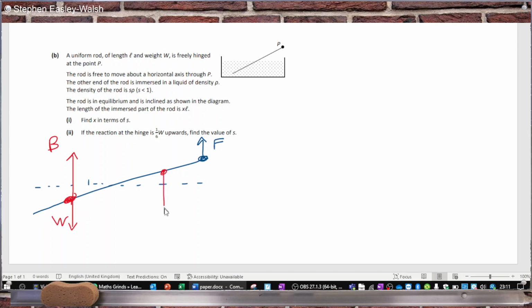And then the weight here, actually that weight, X submerged, is it? X, yeah, so X here, 1 minus X here. Also, the buoyancy will be XW over S times the relative density of the liquid, which would be rho over 1,000. But that times that is the density of the rod.